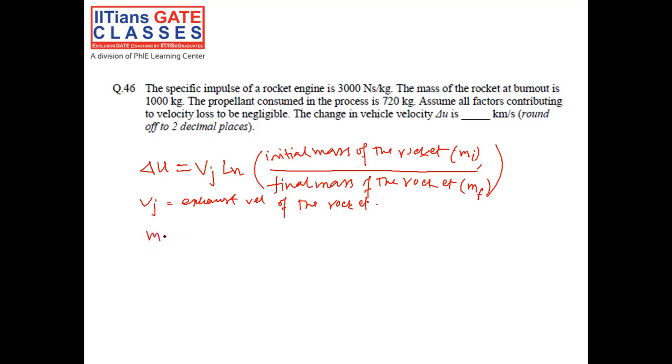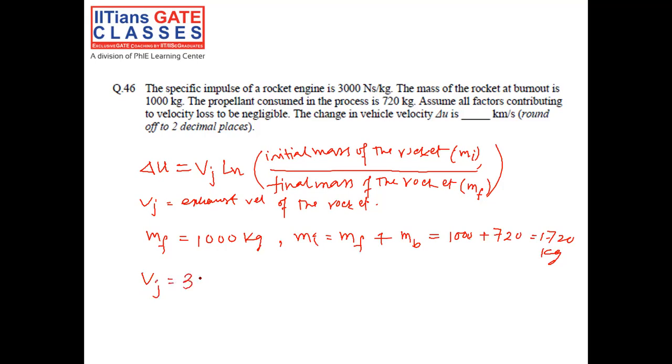Now mf is the final mass of the rocket, which is 1000 kg, and the initial mass of the rocket is equal to the final mass of the rocket plus the mass of the consumed propellant. So this is 1000 plus 720, which is 1720 kg. And Vj is equal to 3000 meter per second.